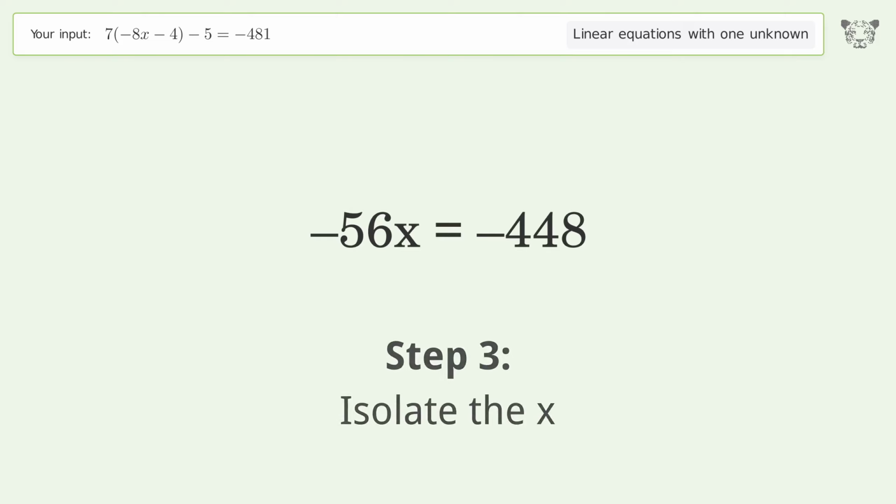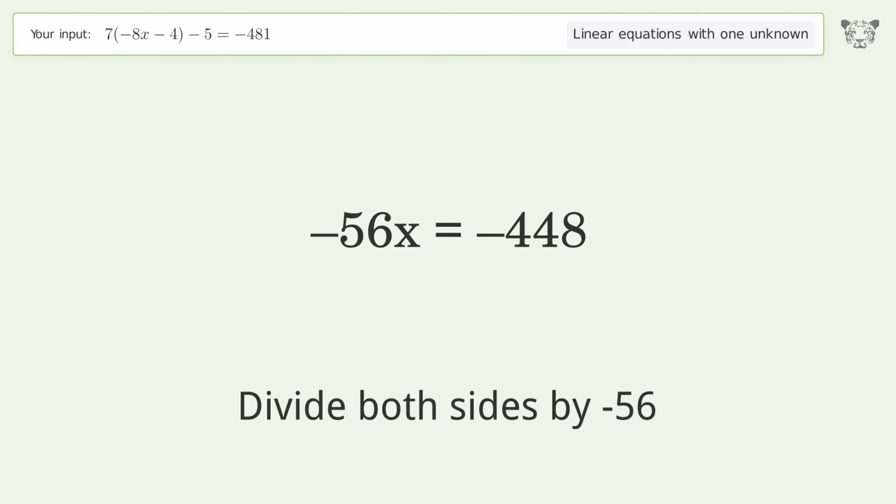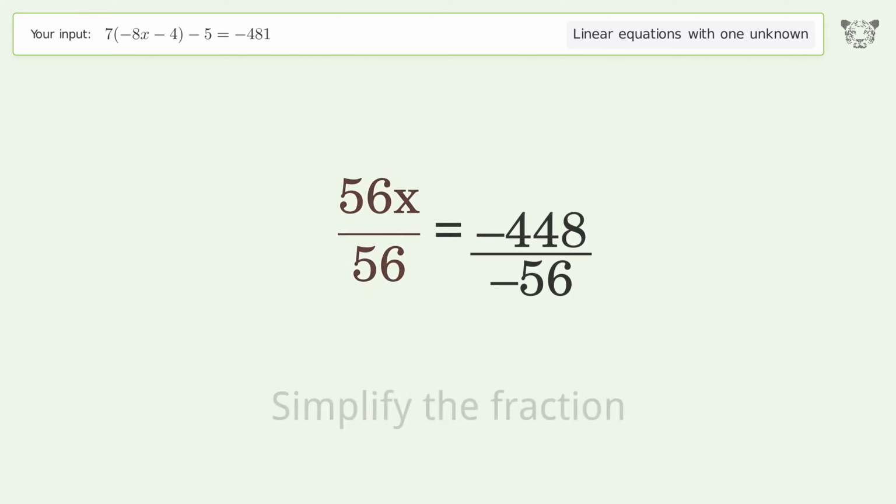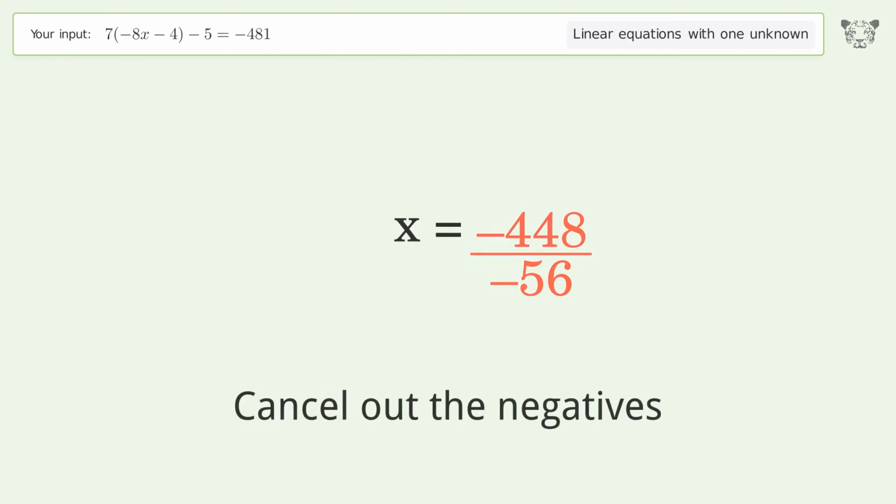Isolate the x. Divide both sides by -56. Cancel out the negatives. Simplify the fraction. Cancel out the negatives.